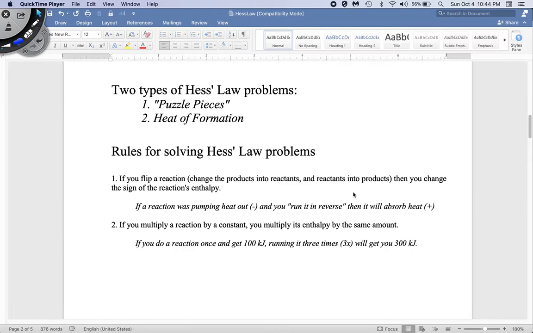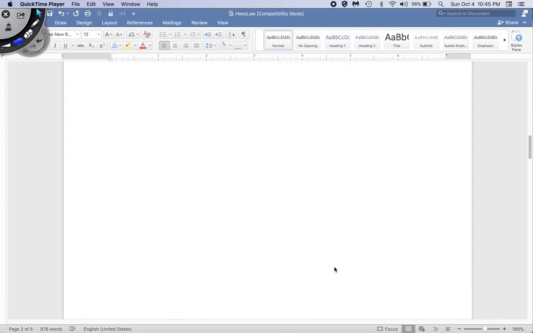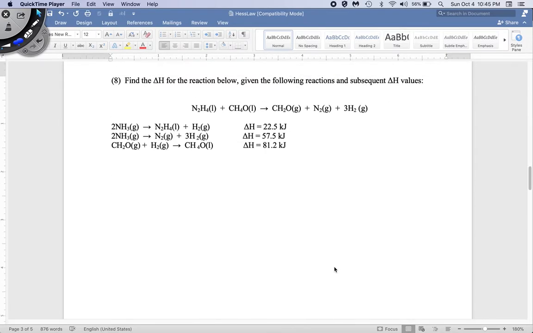The second rule is that if you need to run a reaction more than one time, say you have to do it twice or 3 times, then you have to multiply the reaction enthalpy by the number of times you do the reaction. So if you were to do a reaction 1 time and you get 100 kilojoules, running it 3 times will get you 300 kilojoules. I'm sure that sounds like total craziness, but let's take a look at a set of examples.